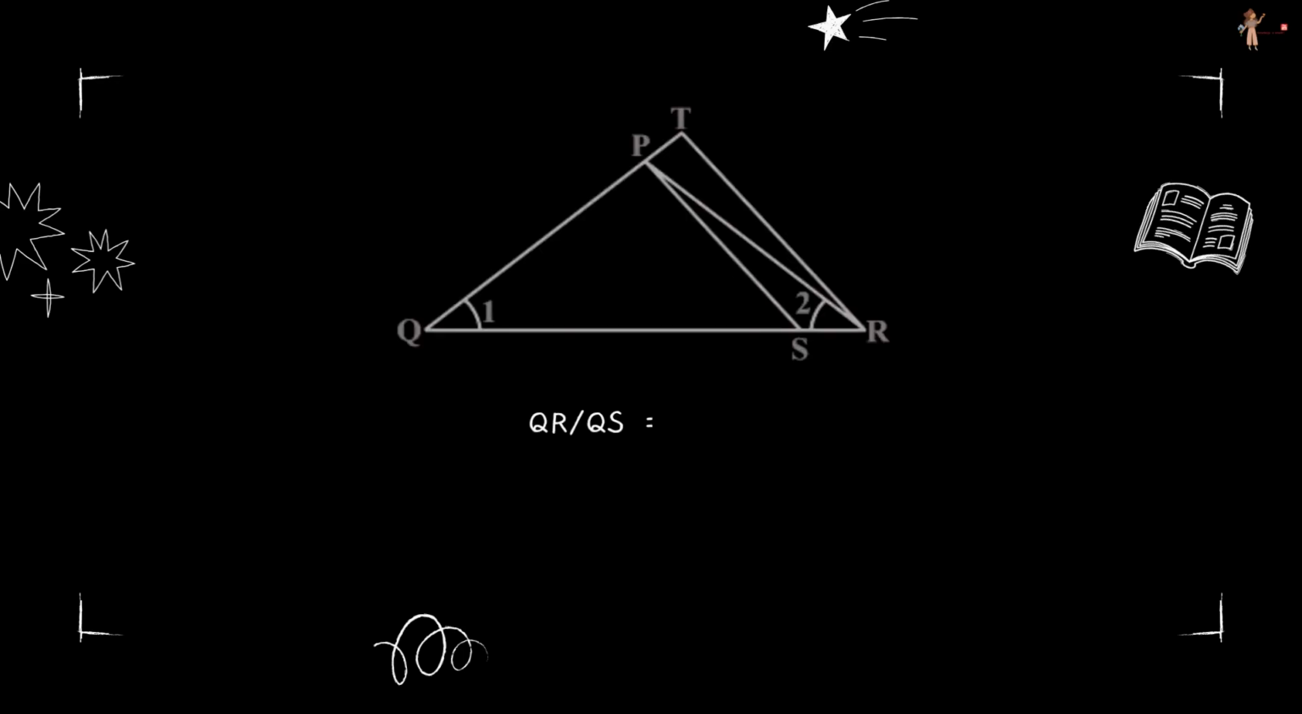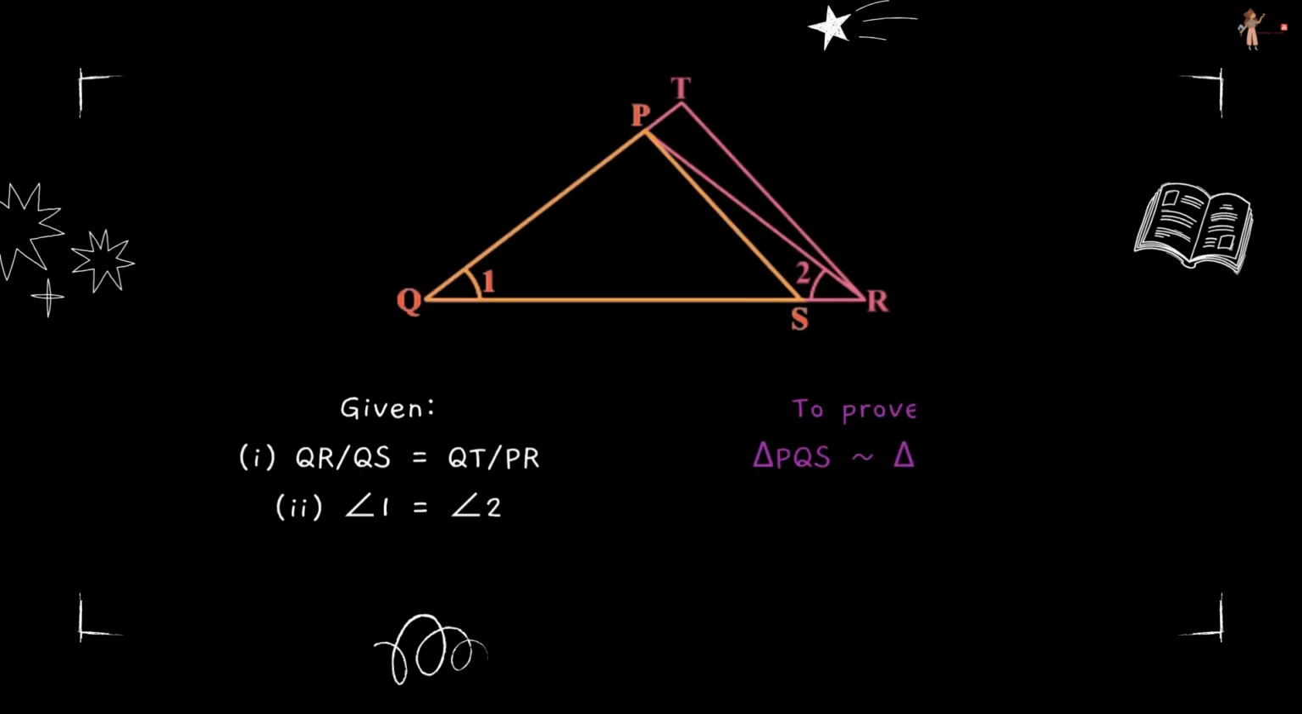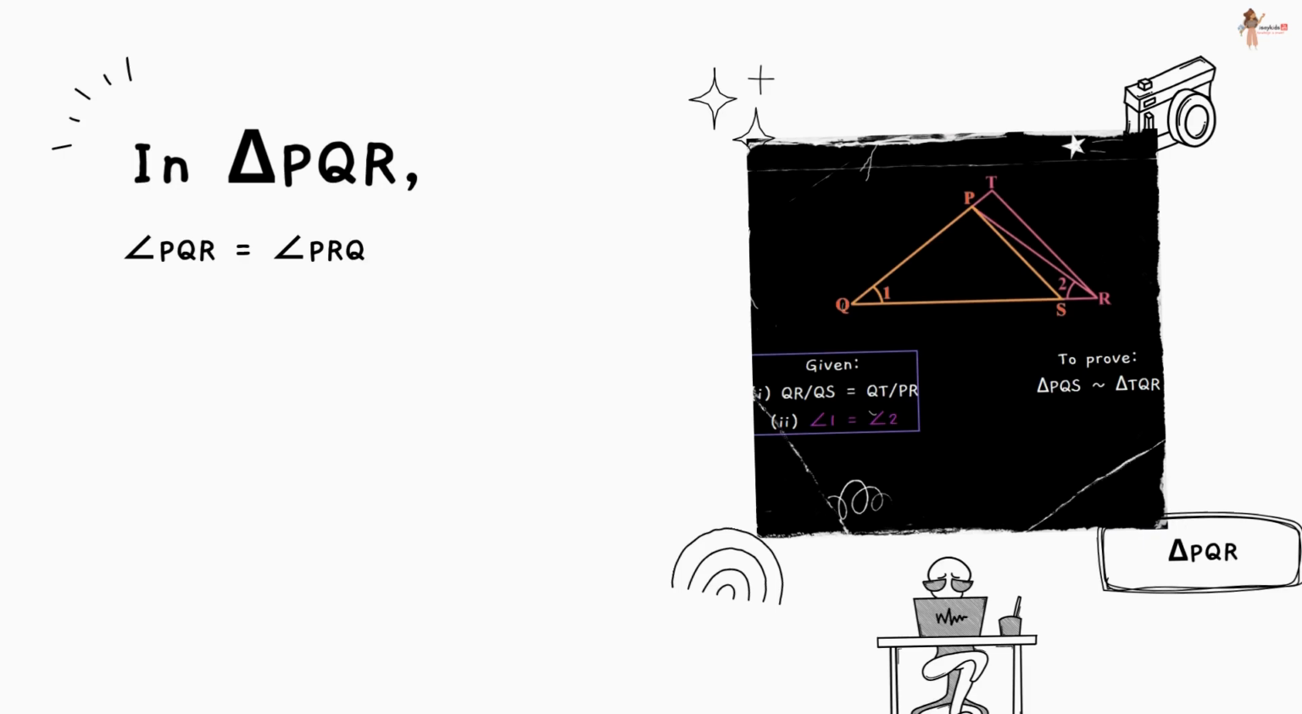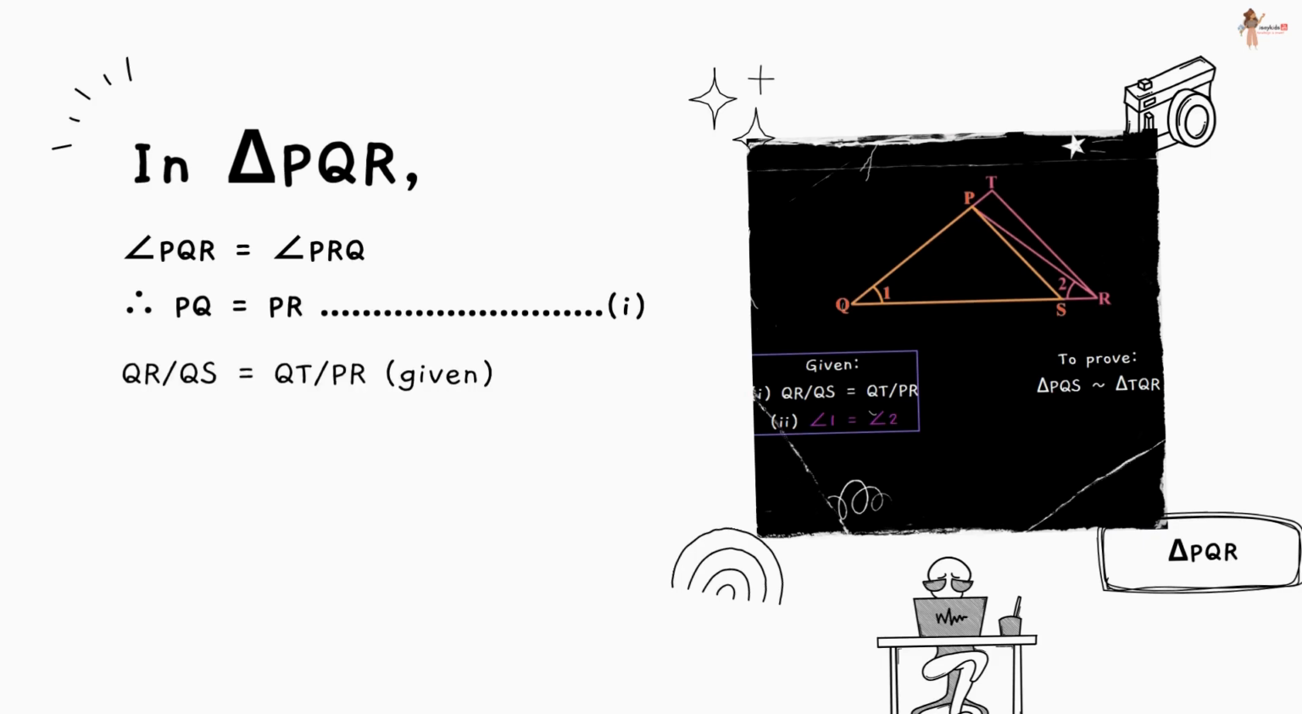In the given figure, QR upon QS is equal to QT upon PR and angle 1 is equal to angle 2. We need to show that triangle PQS is similar to triangle TQR. Now in triangle PQR, angle PQR is equal to angle PRQ. We are given that. Therefore, PQ is equal to PR because sides opposite to equal angles are equal in length. Also, we are given that QR upon QS is equal to QT upon PR and we just found out that PQ is equal to PR. Hence, we can say that QR upon QS is equal to QT upon QP.